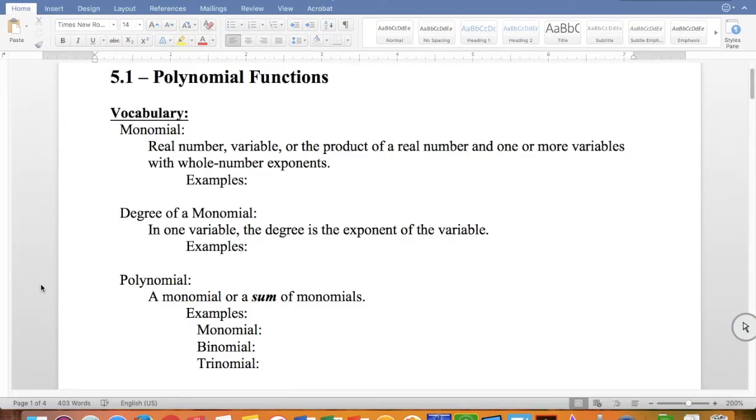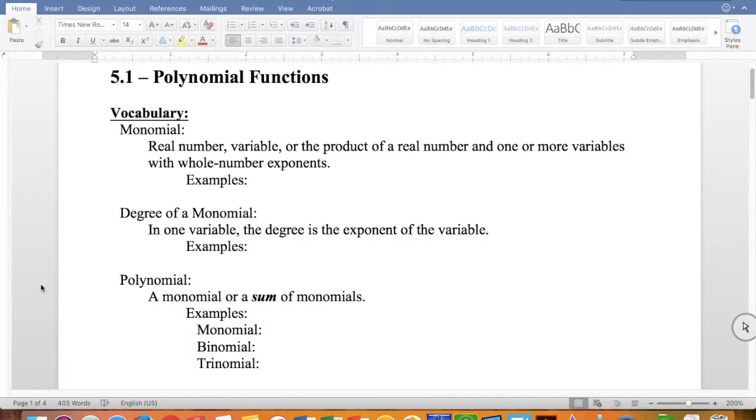We are going to go ahead and start chapter 5 with 5.1, polynomial functions. And I want to start with the vocabulary because the vocabulary is really crucial for this chapter to understand exactly what we're talking about. Because we'll be using these words and you need to know what those words actually mean as we go through this chapter.